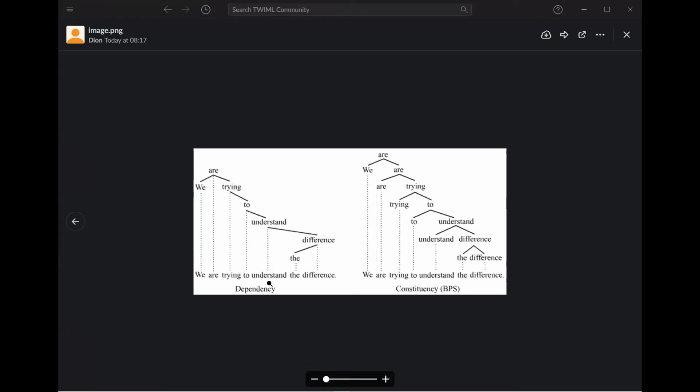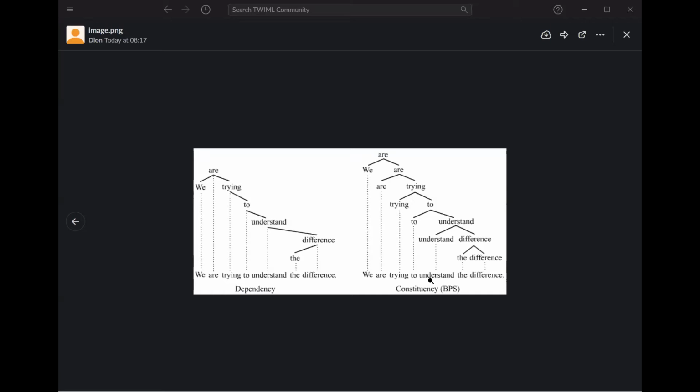And so here's the dependency tree. We are trying, so "we" is the subject, and "are trying", I guess that's part of the verb, "to understand". These are all dependencies. So this is the way that you take apart a sentence with the dependency graph, and this is the constituency method, the other method. Let me just, can I, yes, explain more?